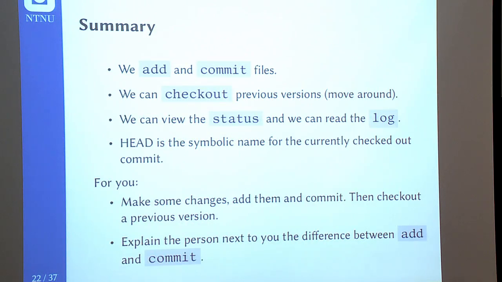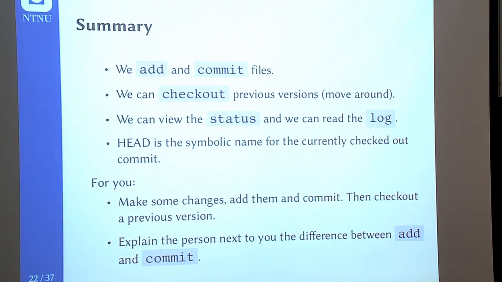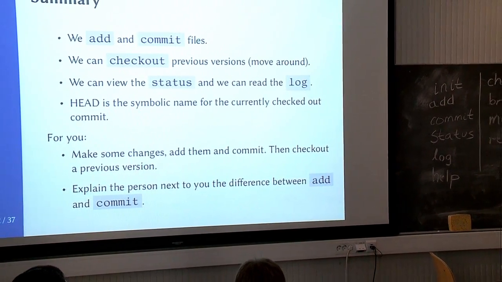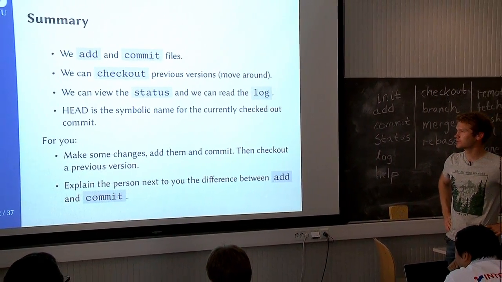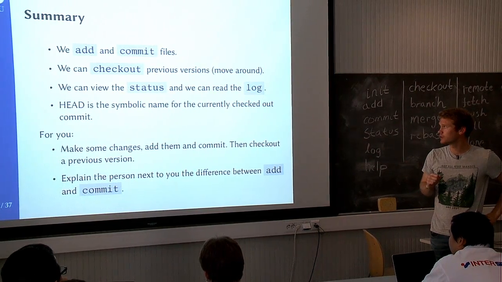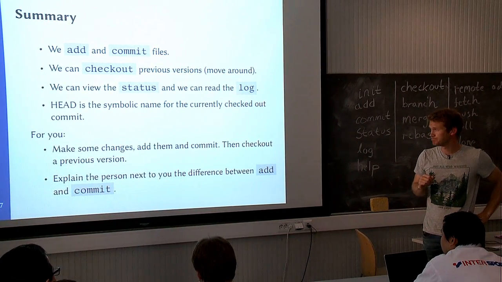So that was actually all the things I wanted to talk about in this first part. To summarize it, we do this add and commit to store files. We can always check out previous versions. We can view the status. We can view the log. And we have this head, which is just a symbolic name for the currently checked out commit.